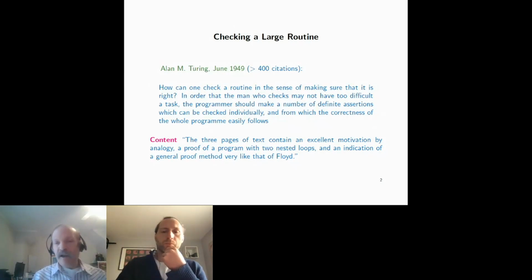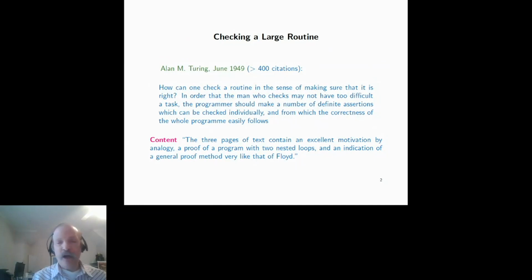And really what you find in that paper, this is from a later review of the paper: the 3 pages of the text contain excellent motivation by analogy, a proof of a program with 2 nested loops, and an indication of a general proof method very like that of Floyd. So this is the first paper on program verification.